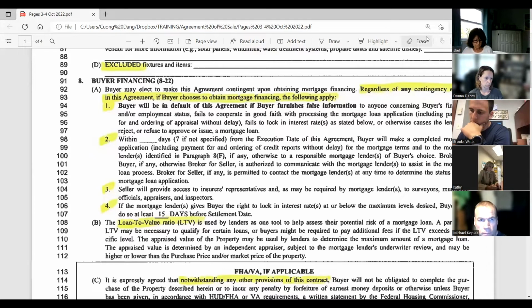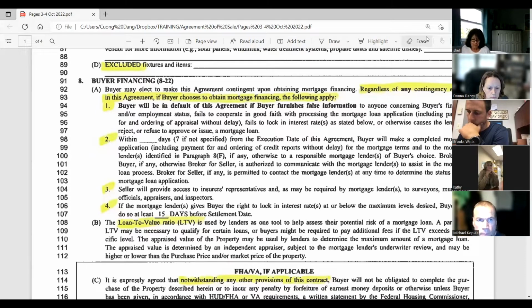1, buyer will be in default of this agreement if buyer furnishes false information to anyone concerning buyer's financial and or employment status, fails to cooperate in good faith with processing the mortgage loan application, including payment for and ordering of appraisal without delay, fails to lock in interest rates as stated below, or otherwise causes the lender to reject or refuse to approve or issue a mortgage loan. Okay, so buyer cannot lie.